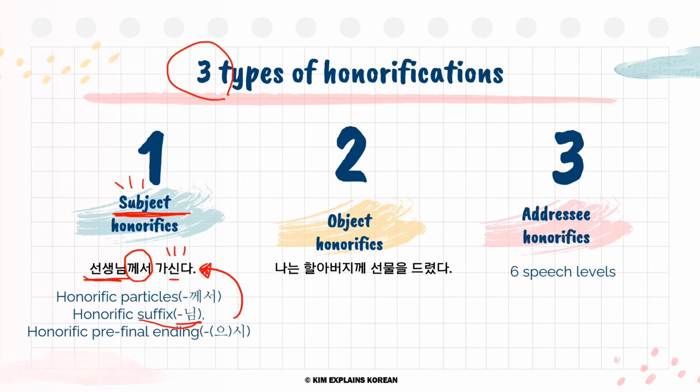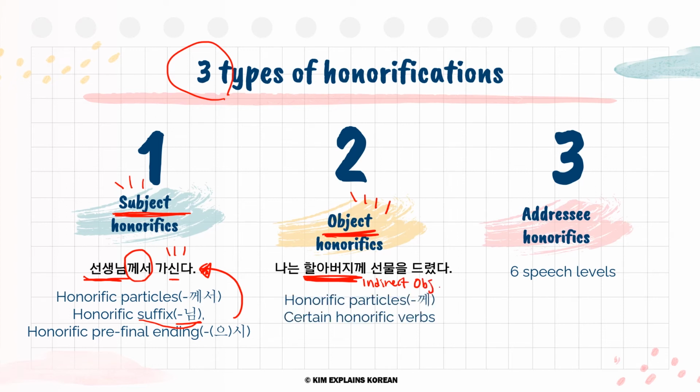Secondly, we have object honorifics. It is used when the object needs to be honored. 나는 할아버지께 선물을 드렸다. I gave my grandpa a present. The indirect object 할아버지 needs to be honored. So for object honorifics, we generally use 께, the honorific dative particle, and certain honorific verbs.